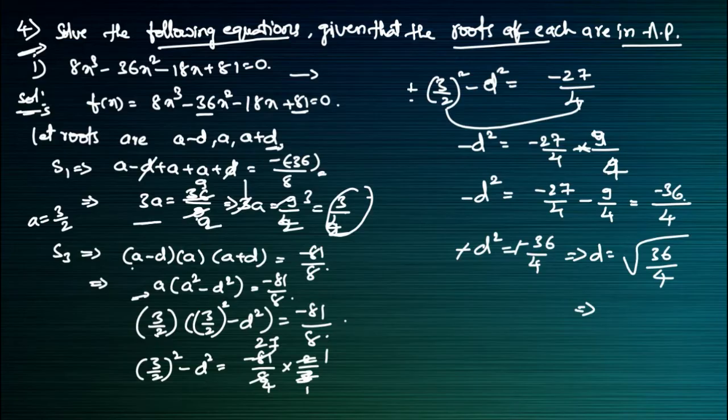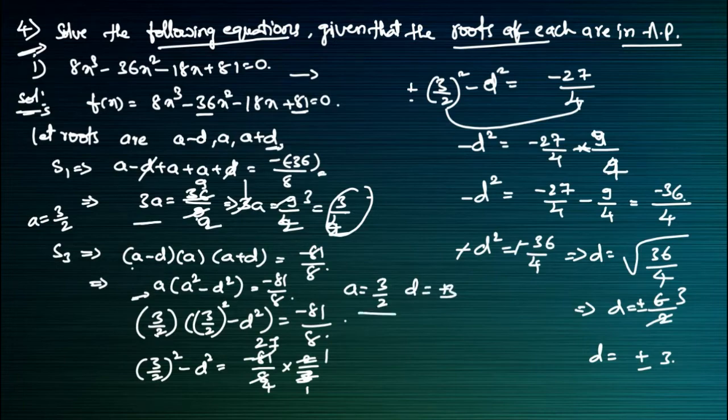So here d is equal to 36 by 4, that means 6 by 2 will come, so plus or minus will come here, so 2 threes are 6, so d is equal to how much? Plus or minus 3 here. Now what have we got? a is equal to 3 by 2, no, and d is equal to plus or minus 3 we got here. So in the two cases we have to find out, once we take d is equal to 3, and the other one minus 3.